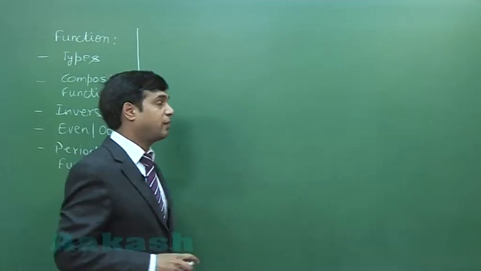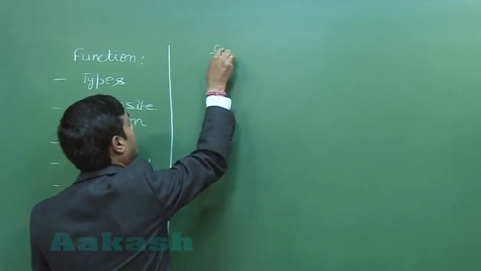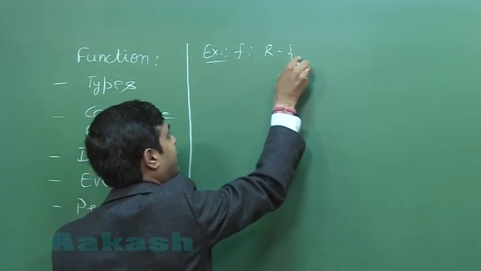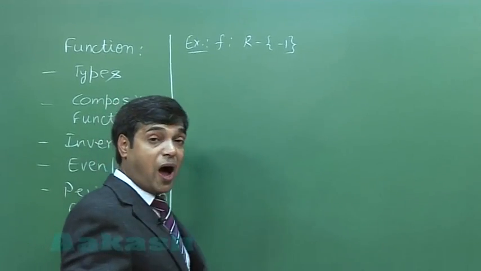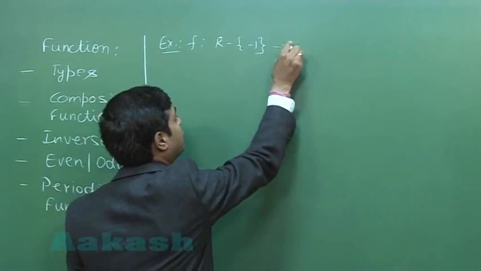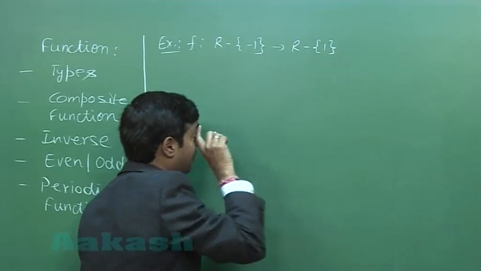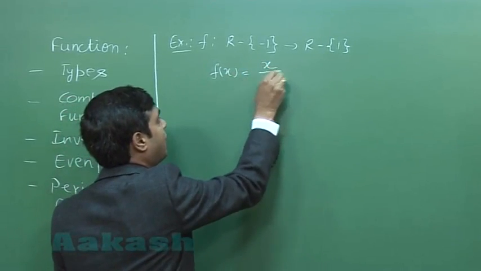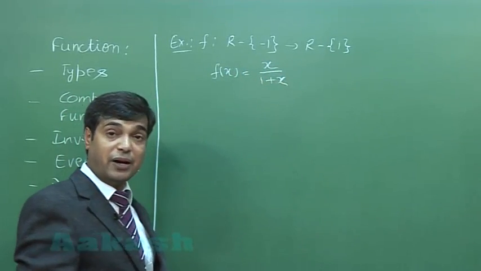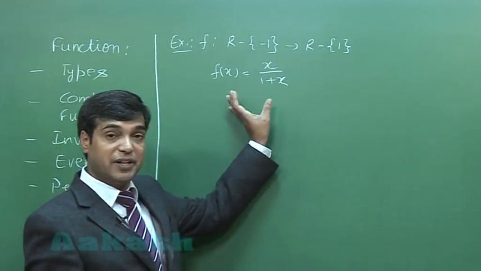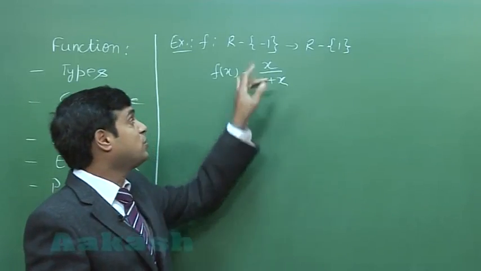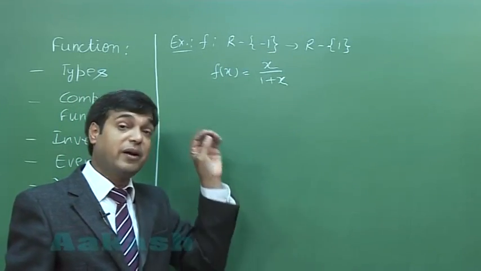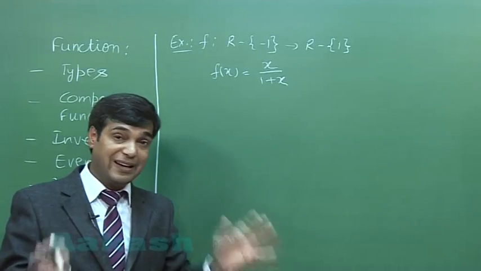Okay, let's take the next example. Suppose the same function is taken this way, f from R minus {-1} to R. Now, the function is given the same one, that is f(x) equals x upon 1 plus x. We have seen in the last example this function is one-one and we nowhere used the fact of what the domain is, because when we went with f(x1) equals f(x2), we obtained x1 equals x2.